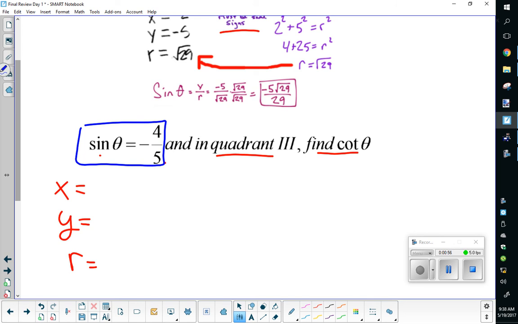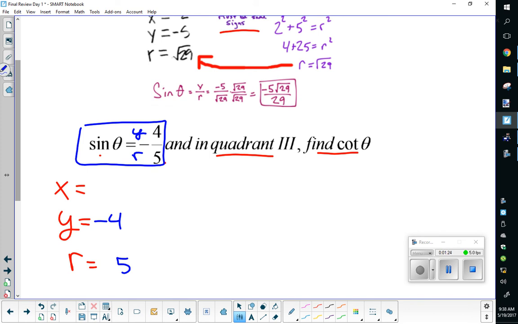So we're looking at our unit circle if we need it. When we talk about sine, Craig, what is sine going to be for us? Y and R. So Y is 4, R is 5. Are they both negative? No, if they're both negative, it would be positive. The R is never negative, so I know it's the Y that's negative.